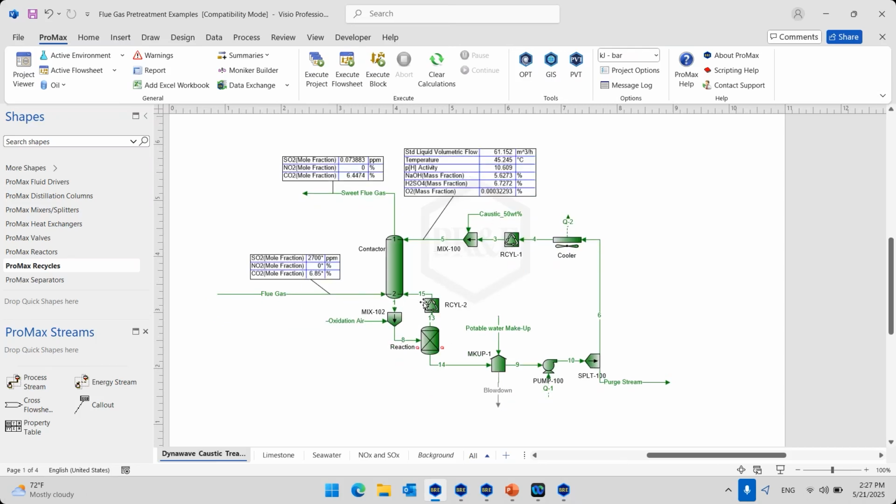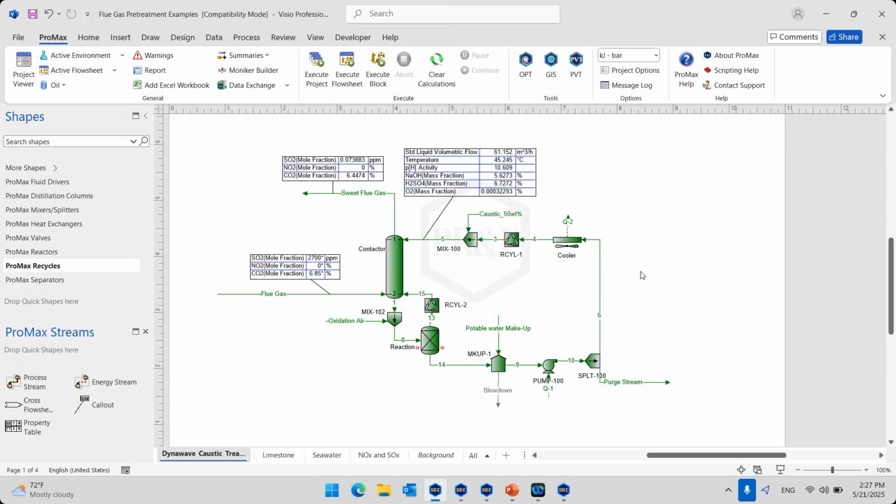After the contactor, we also have an oxidation zone. We are using oxygen to oxidize the sulfur from state 4 to 6. To be able to model it, we have a reactor here, which will help us model this reaction. And what I would like you to take from this is how to model these reactions which are involving ions.